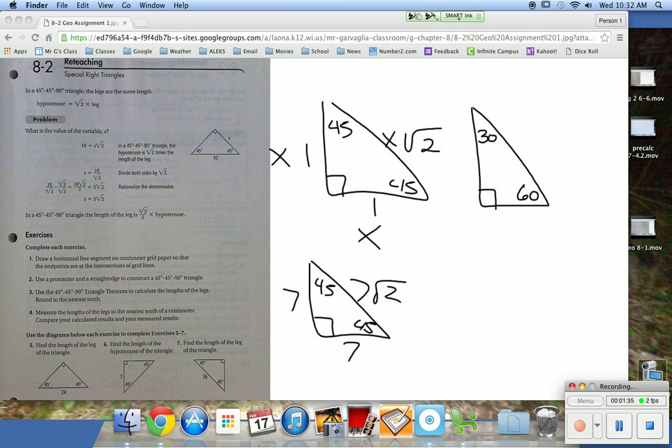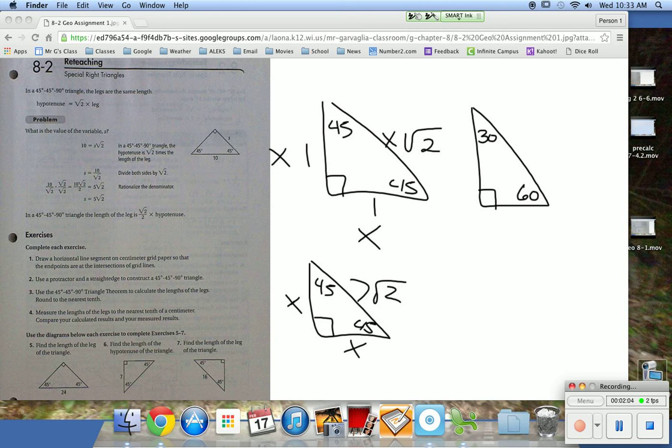Or they may do this. They may say this is x and this is x, and that's 7 square root of 2. What's my x? 7. See how quick we can do that? You're going to see these also on the ACT. These kind of things are going to be up on the ACT, so you can quickly find out what those legs are without having to go through the Pythagorean theorem.